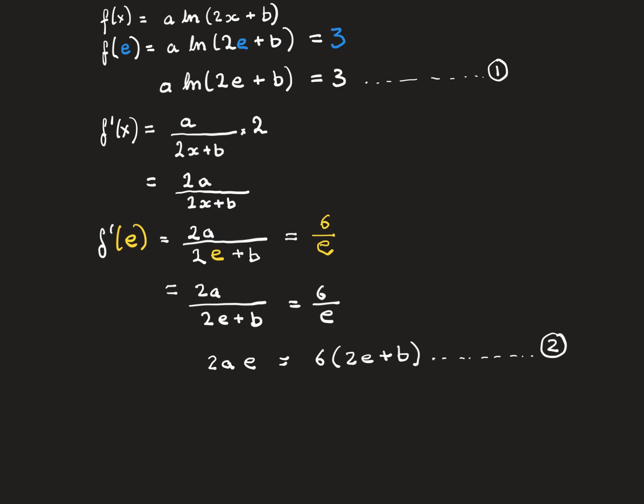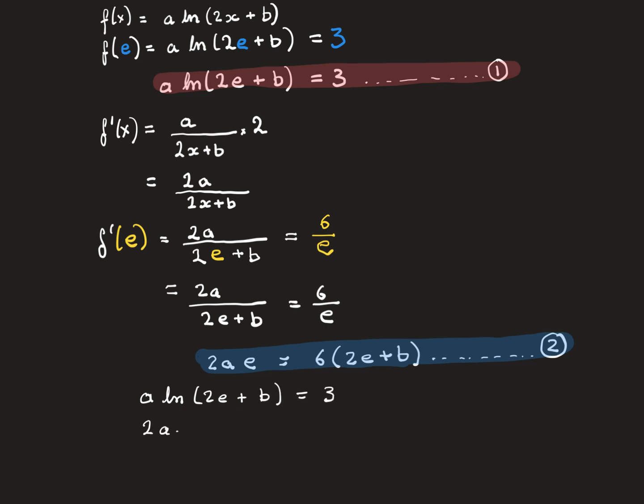So I can highlight my first equation in red, and I'll highlight my second equation that I'm going to be using. Rewriting these two equations again: a ln 2e plus b is equal to 3, and the other one is 2ae, which is equal to 6 times 2e plus b.